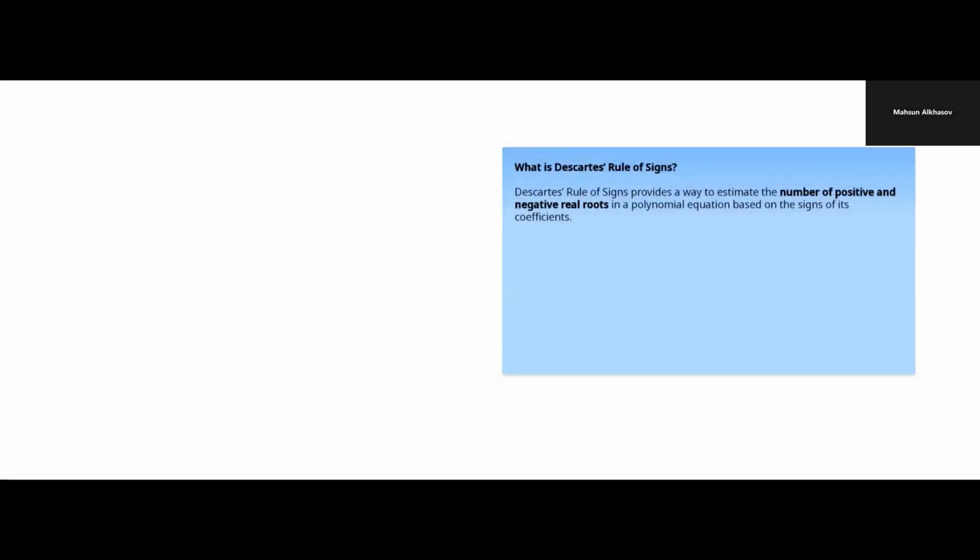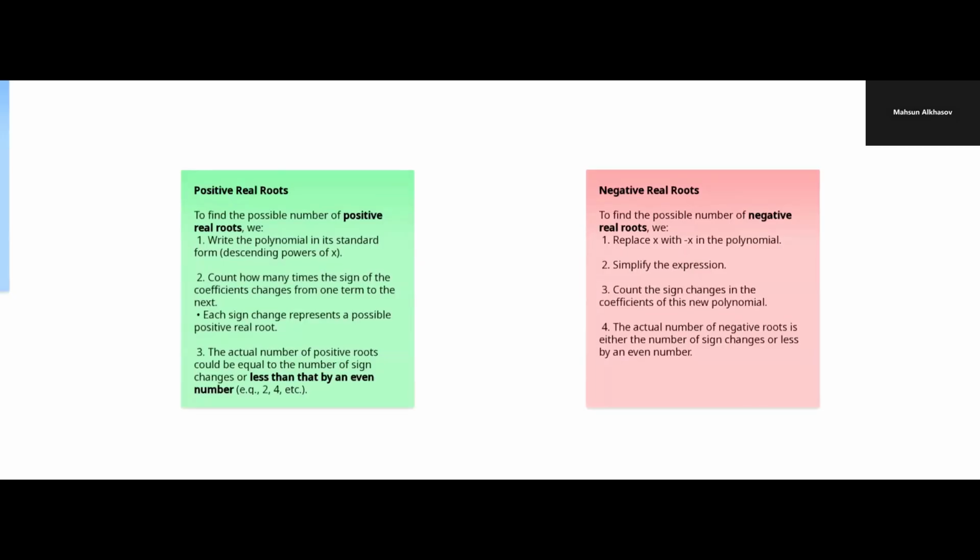So, what is Descartes' rule of signs? Descartes' rule of signs provides a way to estimate the number of possible positive and negative real roots in a polynomial equation based on the signs of its coefficients. Now, using Descartes' rule of signs, we can find the possible number of positive and negative real roots of any equation.